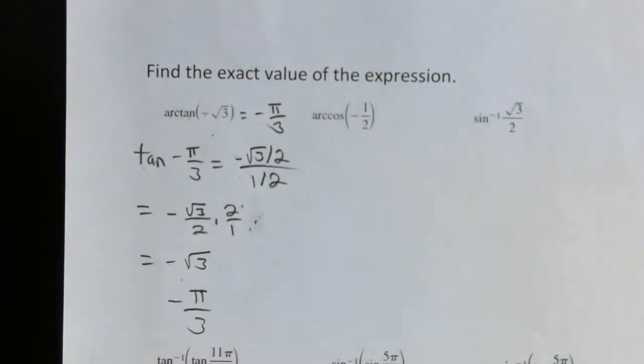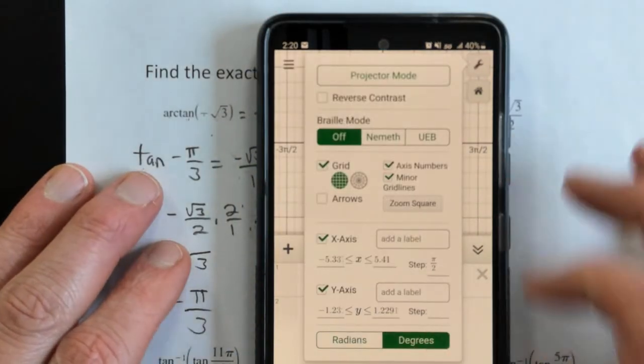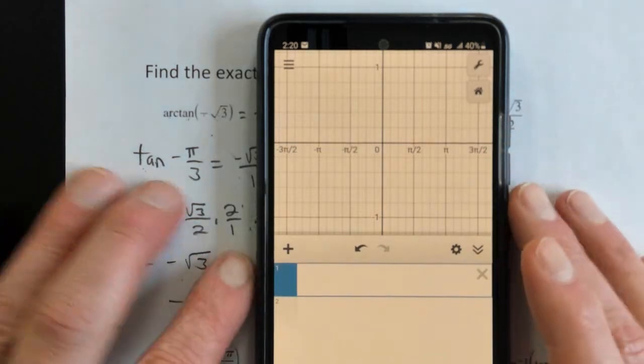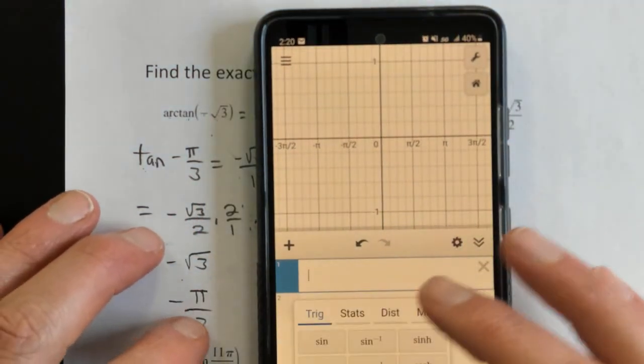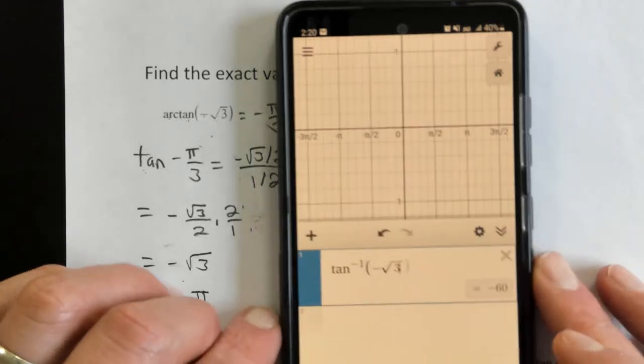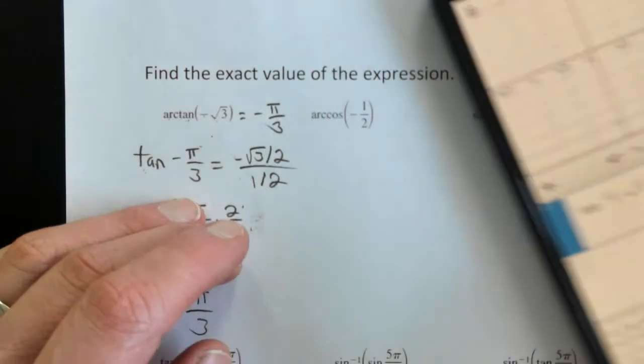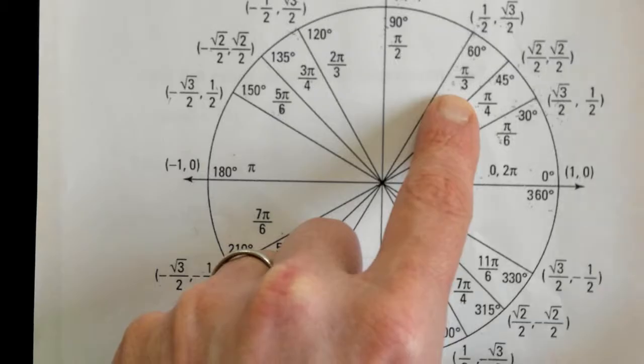All right? And the reason why I said that you can kind of cheat on these on the calculator a few minutes ago is this. If I come up here and go to degrees and put in inverse tangent of negative square root of 3, notice that gives me negative 60 degrees. And then I could just go back and say, well, what's negative 60 degrees? It's negative pi over 3.